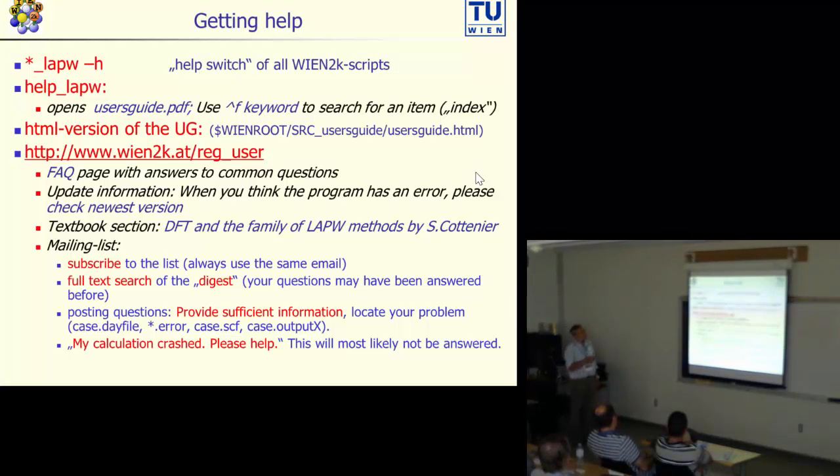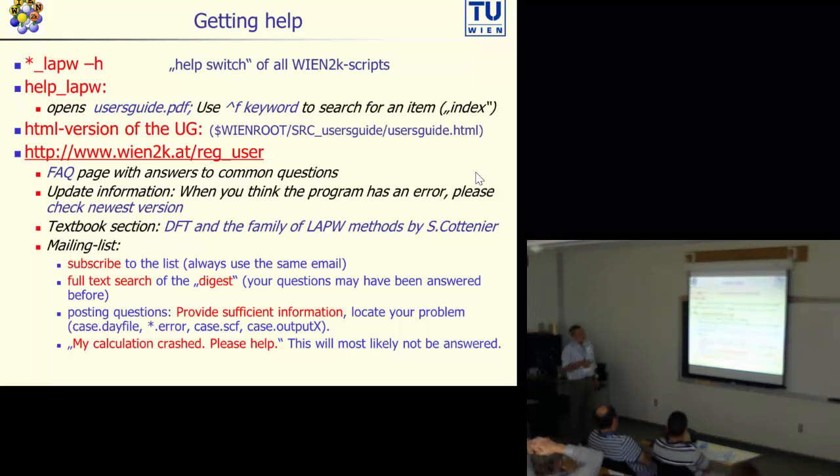We have this -h switch for scripts. There is a command helpwien, which simply opens the user's guide in the PDF reader, and then it's suggested that you use the search command, Control F for instance in Acrobat, and a keyword which you should think of yourself to find the specific item in this user's guide. So if you want to know what the input for LAPW5 looks like, you should remember the input file for LAPW5 will be called in5. So search a couple of times for in5 until you find the section. After 3 or 4 searches, you will find the section where in5 is described in detail, and you read through this section to find the required details.